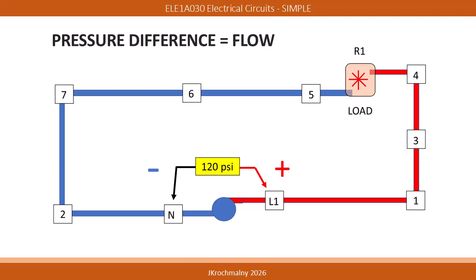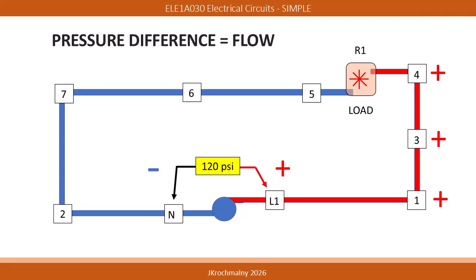If your hand were inserted into the N position, it would deflect toward the pump due to the suction pressure of the pump. This is the pressure difference made possible by the pump. I'll place a negative above the N terminal, signifying this negative pressure.